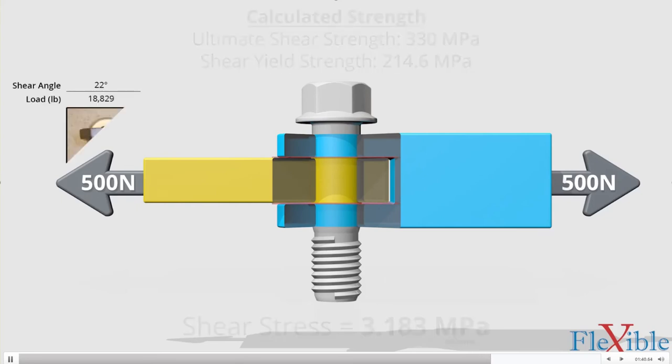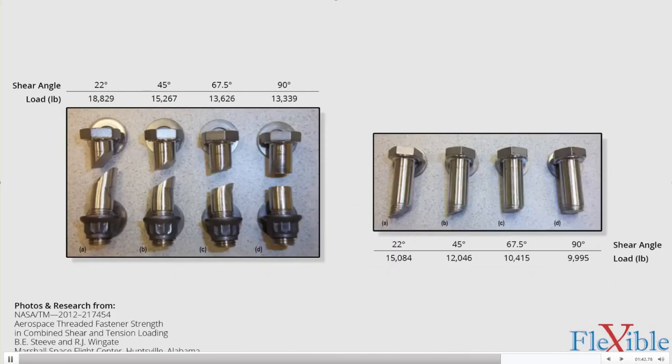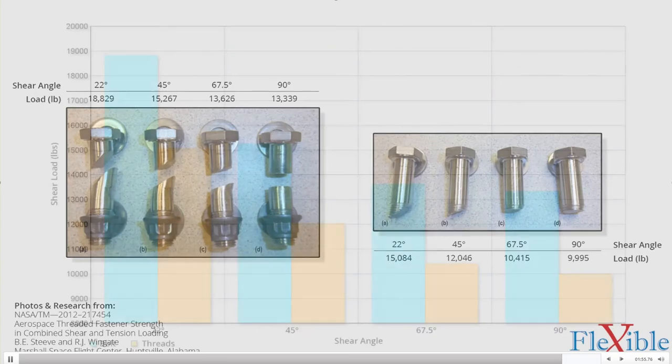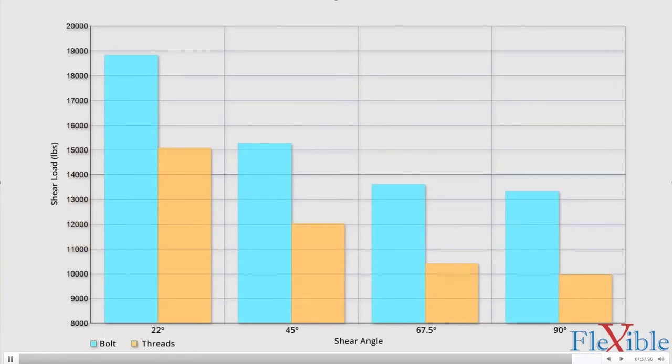These photos from a NASA study display two more variables. The threads of a fastener have a smaller shear plane area and will break under weaker loads, and the changing of the shear angle to less than 90 degrees creates a larger shear area and increases the load at which the fasteners broke. All this proves how important it is to understand the forces which your fasteners will have to withstand during their use.